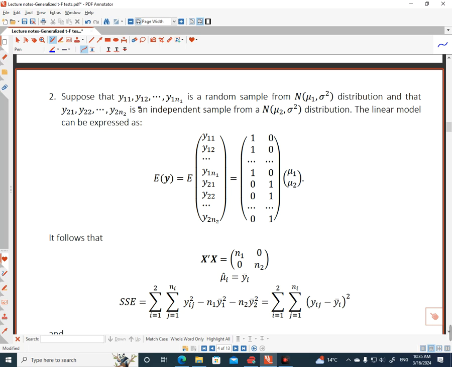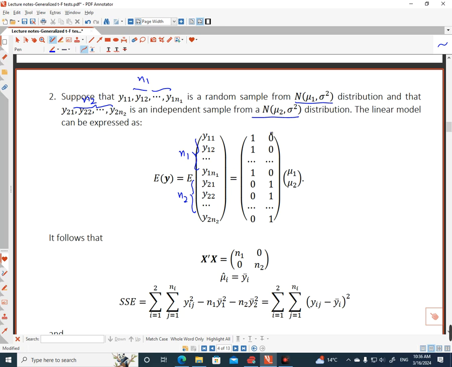Another example, suppose that you are provided with 2 independent samples. The first sample has n1 observations from this normal distribution, and the second has n2 observations from this normal distribution. Both samples are independent from each other. We augment all the samples, so we have n1 observations here and n2 observations here in order to construct our y vector.